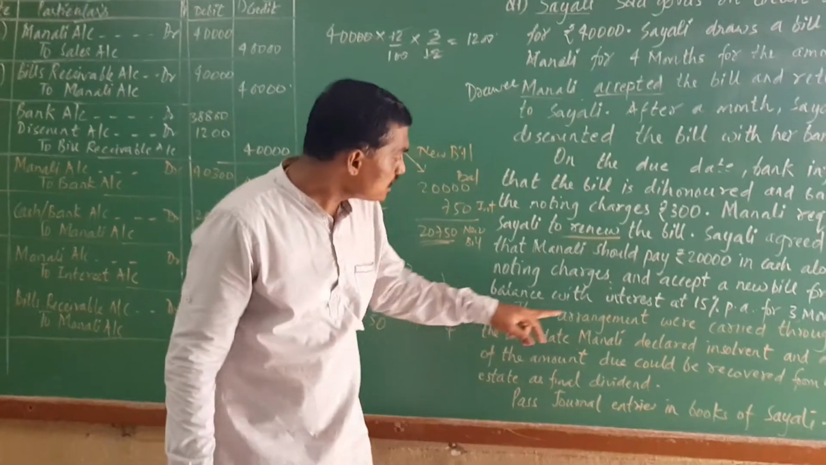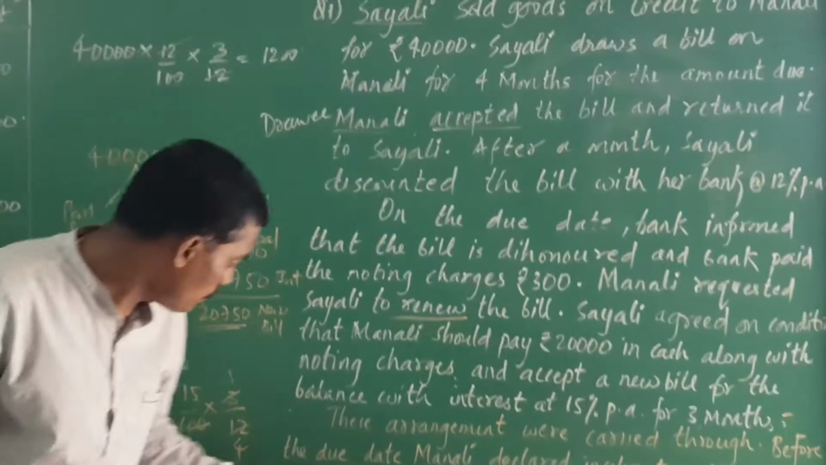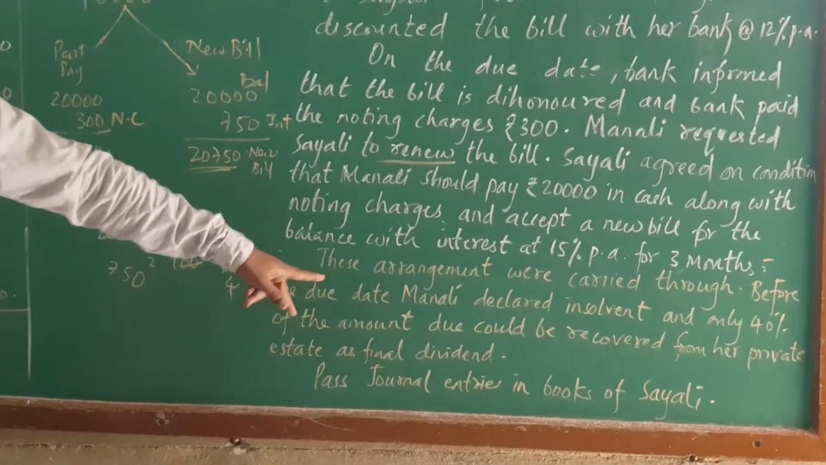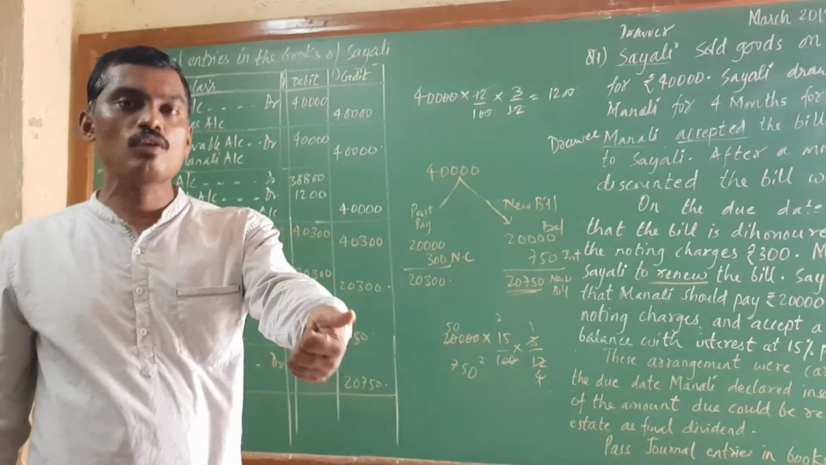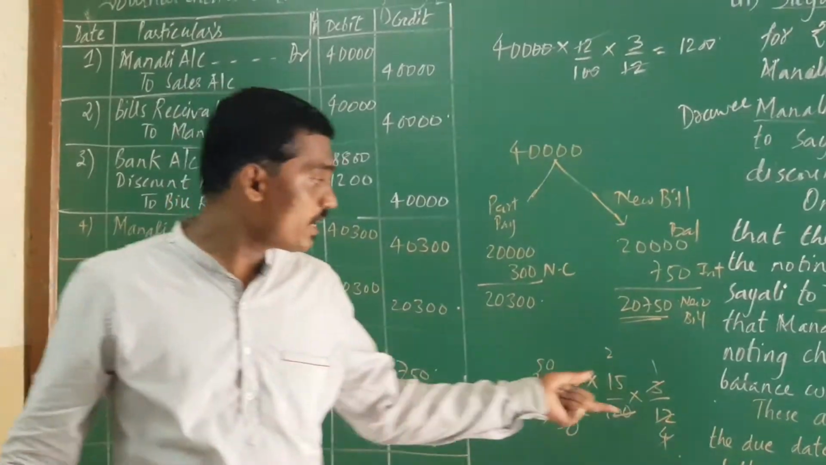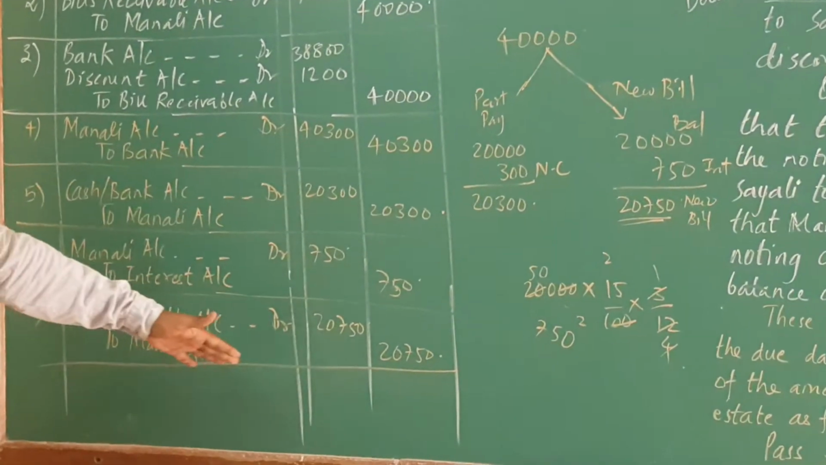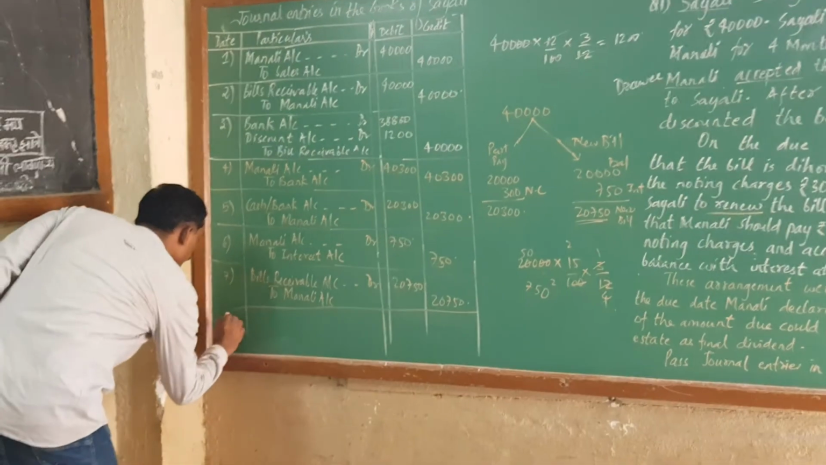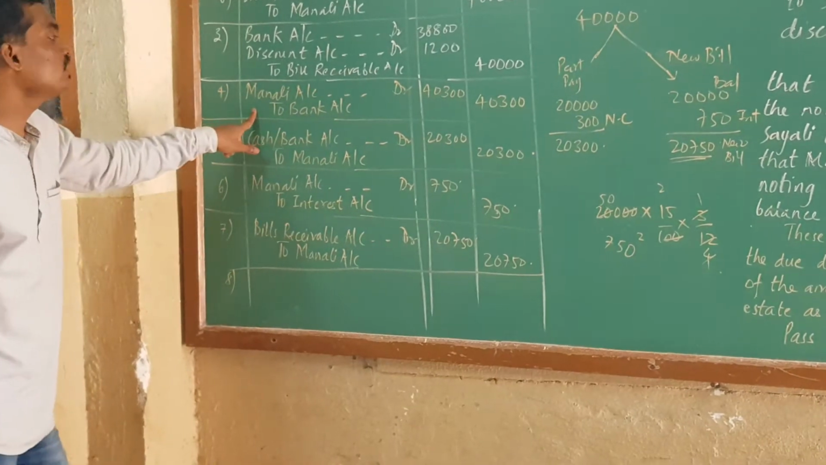Now next, these arrangements were carried through before the due date. Manali declared insolvent, and only 40% of the amount would be recovered from the private estate as final dividend. Now insolvency is there, so there are 2 entries. The first entry is the dishonor of the bill, or cancelling the bill, and the next entry is the final settlement, what we are receiving as the final dividend.